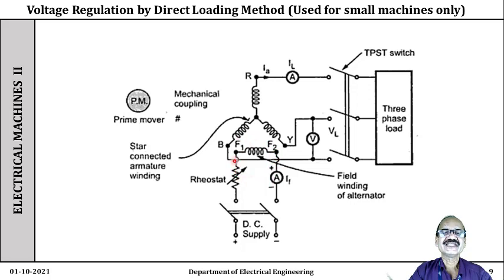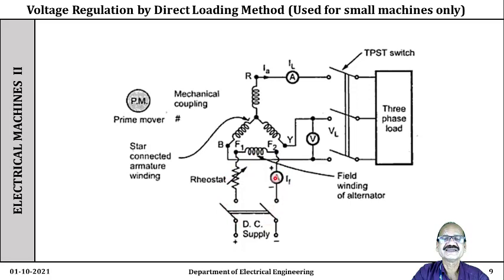Generally, the field winding is placed on the rotor. F1, F2 indicate the field winding, and it is excited by the DC source as shown. Here it is the DC source, and here a double pole single throw switch is used. Now, the variable rheostat is used in order to vary the field current. One can also use the rheostat as a potential divider. That is also possible. And the ammeter is connected to measure the field current.